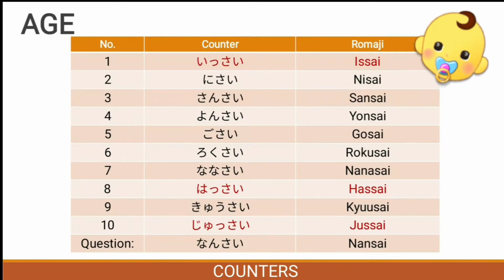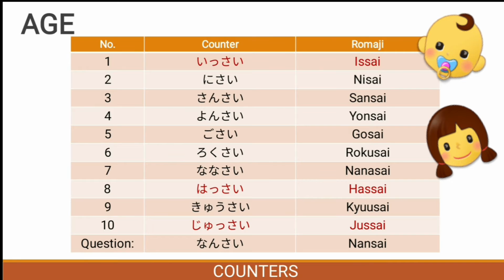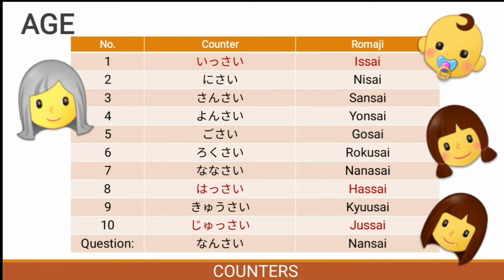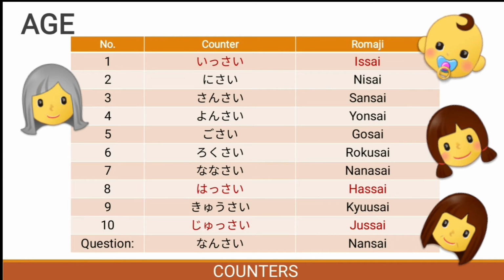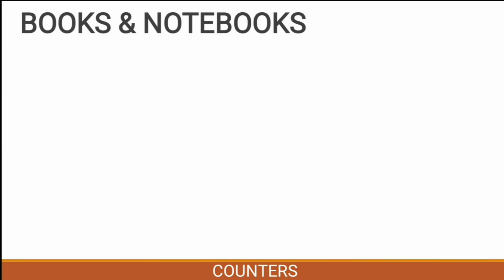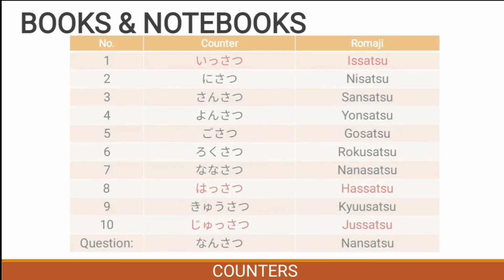Sige, we have the age. Sa age, medyo familiar na siguro kayo, but isama na rin natin. So, ang 1-year-old is issai. 2 years old is nisai. 3 years old is sansai. 4 years old is yonsai. 5 years old is gosai. 6 years old is rokusai, 7 years old is nanasai, and 8 years old is hassai. 9 is kyusai, 10 is jussai. Interrogative natin is nansai.